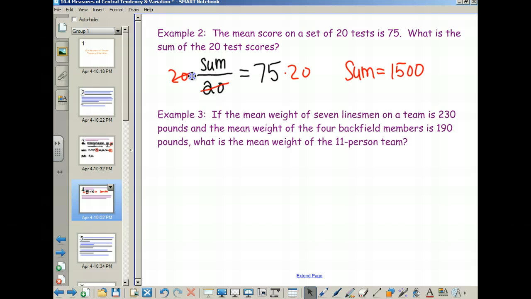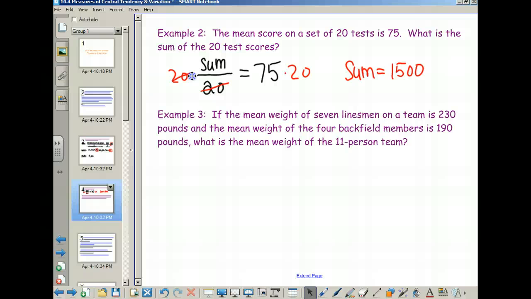If the mean weight of 7 linemen on a team in football is 230 pounds, and the mean weight of the 4 backfield members is 190 pounds, what is the mean weight of the 11-person team? If you've ever watched college football, they'll start talking about how big the line is. This is what they're talking about. They're talking about the weight, or sometimes the height, depending on the description. But they're talking about something like this, okay?